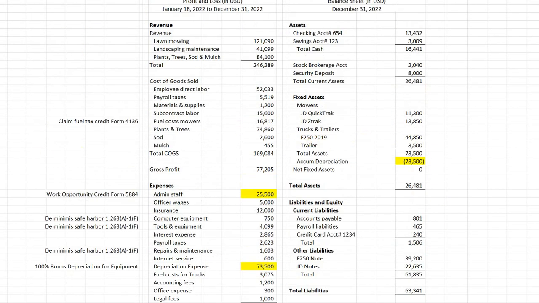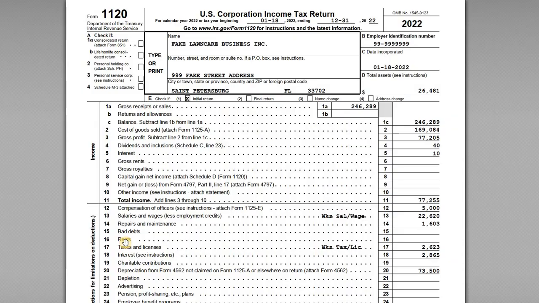All right, so let's look at the return now and start entering some of this information. So the 1120, a good place to start, obviously, is at the top with all the information on the entity itself. So name, address, employer identification number is the tax ID, so the EIN for the company.